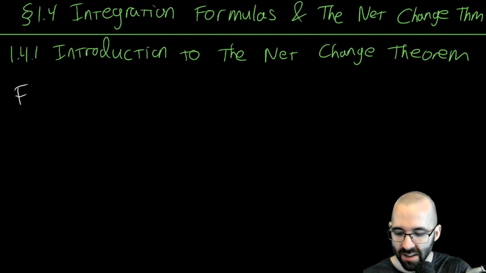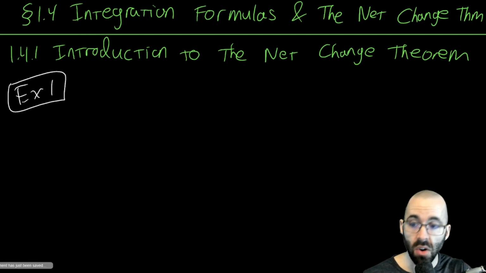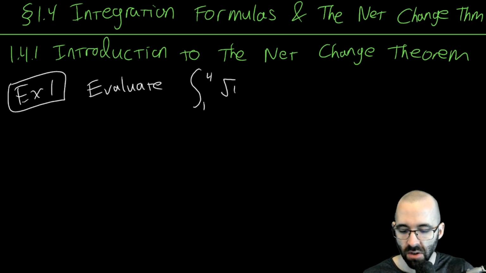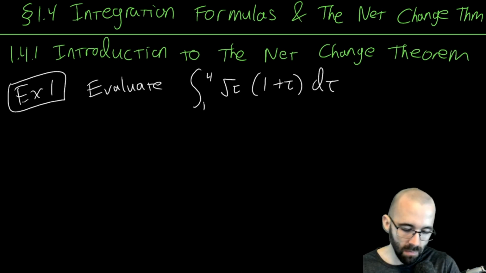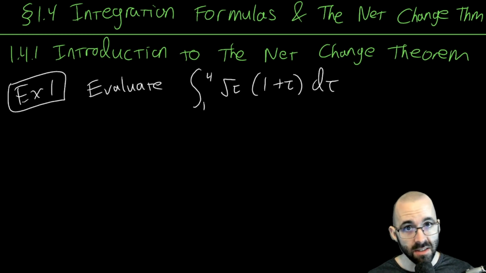And before we do that, let's just do one example, one little review. Again, a reminder on antiderivatives, definite integrals, and how we can solve some problems in a variety of different ways. In this first example, you should already be able to do this, but let's evaluate the definite integral from 1 to 4 of the square root of t times 1 plus t dt. The important thing here is we need to take the antiderivative so we can use the fundamental theorem of calculus and evaluate a definite integral.